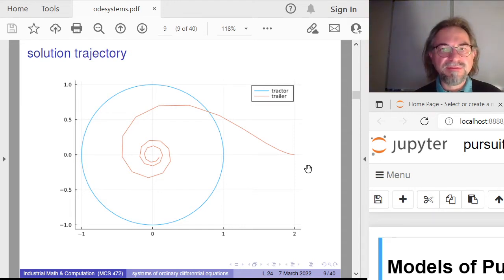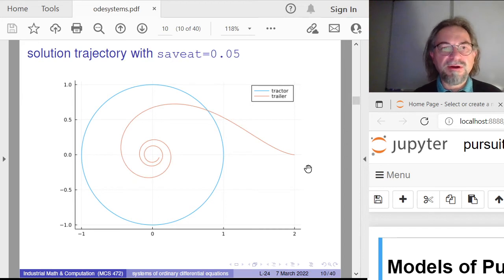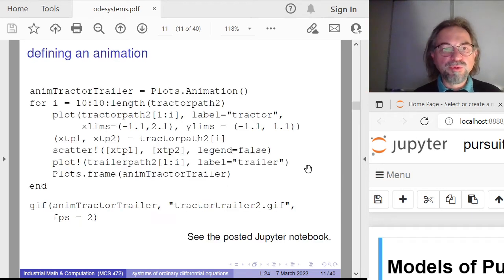Now this picture is actually not that good. You see that the differential equation was actually quite easy to solve. Not that many points were needed. But the plot, the spiral, doesn't look very continuous. If we ask the solver to save at time step 0.05, then we get a very nice smooth trajectory. Okay, so this is the curve, this is the trajectory, but it's actually much better to look at an animation.